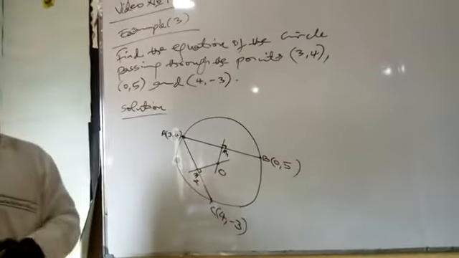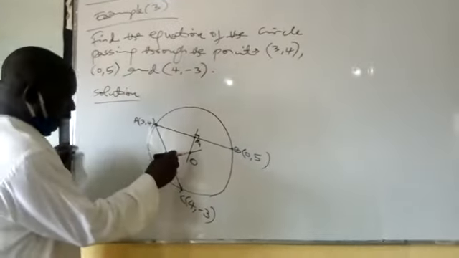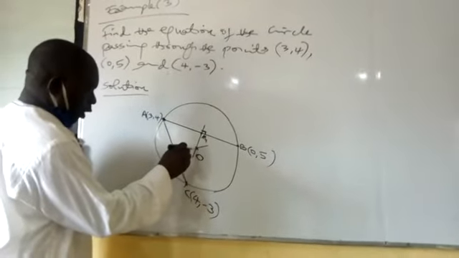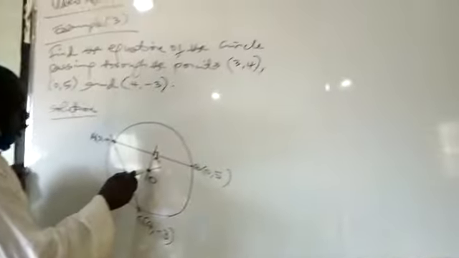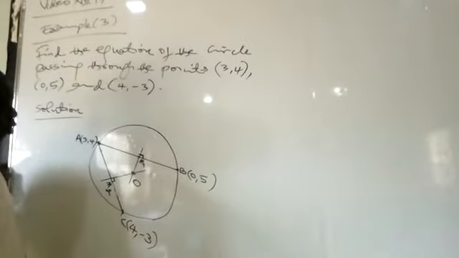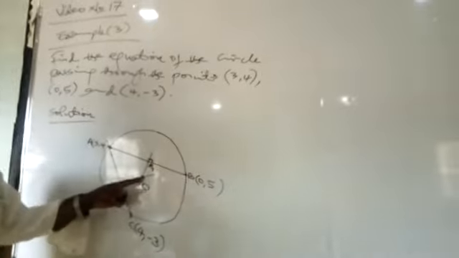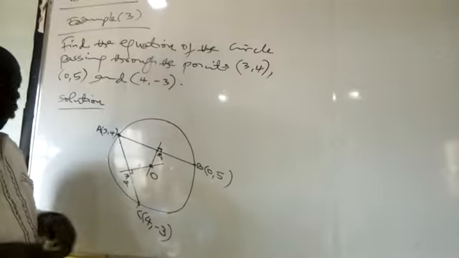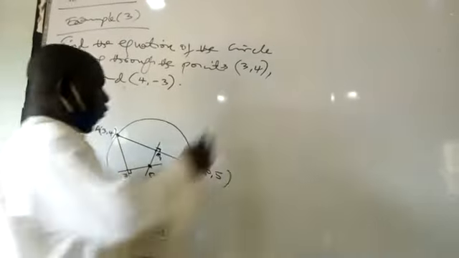So, now, my target is to determine the coordinates of this center O of the circle. If I can determine the coordinates of this center O, I will be able to find the radius OA or OC or OB. These are the two things I need to determine the equation of that circle. If I know the coordinates of the center O and the radius, I can now use the basic form of the equation of a circle to determine the equation of this very circle.